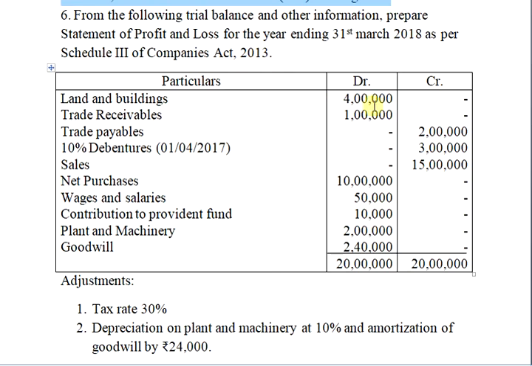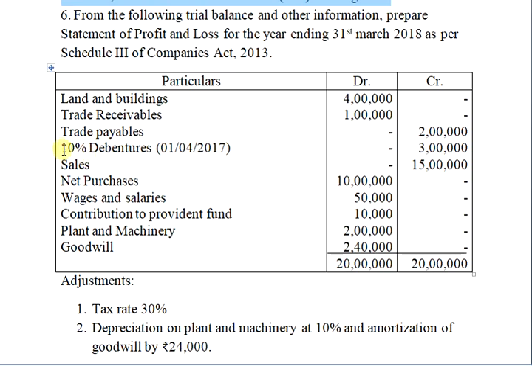Debit, that is particulars, debit and credit. Land and buildings: we were nowhere concerned with the land and buildings. So here we are preparing only the statement of profit and loss. So we can ignore land and buildings. Trade receivables: even this trade receivables is an asset. We should not consider the trade receivables here. Trade payables also is not necessary.